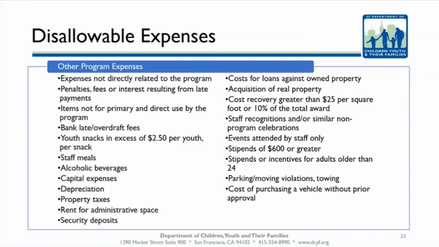Cost for loans against your own property, so a mortgage is not something you can use for a DCYF grant. The acquisition of real property, again, that's a capital expense that we can't allow. Cost recovery, I talked about cost recovery earlier.